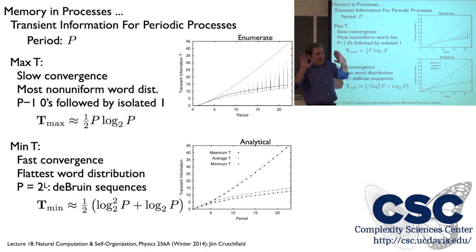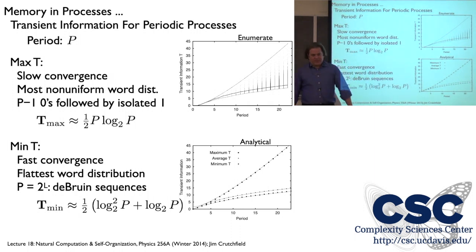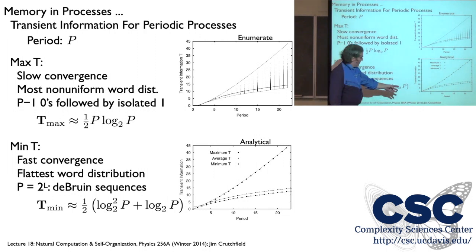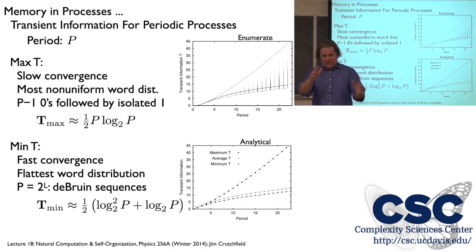And with p log p, that's not related to any information that I can think of. It just worked out that way analytically. Just a coincidence. The minimum T, the lower bound here, goes like this, a half log squared of p plus log p, and captures it pretty well. So you can anticipate the diversity of synchronization for even periodic sequences in some detail.